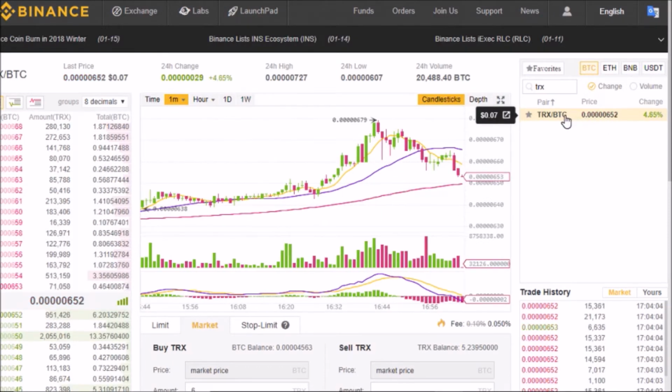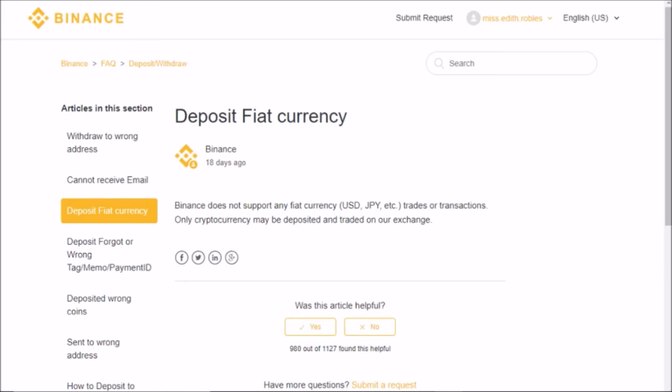And if you just put your cursor right here, it's 7 cents in US dollars. Now, I do want to mention something with Binance. You say you don't have Bitcoin, Ethereum, Binance coins, or US Tether. Well, can I put in fiat money? Binance says Binance does not support any fiat currency, US dollars, JPY, etc., trades or transactions. Only cryptocurrency may be deposited and traded on our exchange. So keep that in mind, guys.